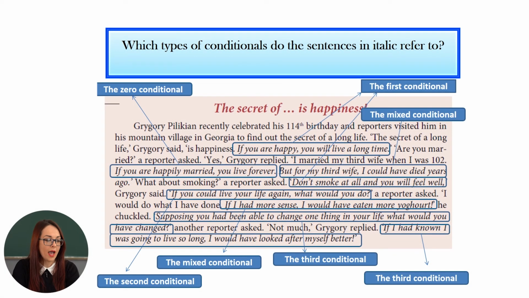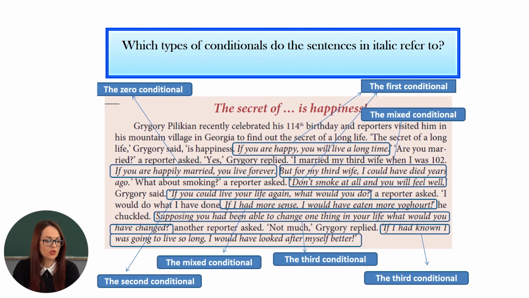So the sentence "If you are happy, you will live a long time" refers to the first conditional. "If you are happily married, you live forever" is the zero conditional. "But for my third wife, I could have died years ago" is the mixed conditional. "Don't smoke at all and you will feel well" refers to the first conditional. "If you could live your life again, what would you do?" refers to the second conditional. "If I had more sense, I would have eaten more yogurt" refers to the mixed conditional.